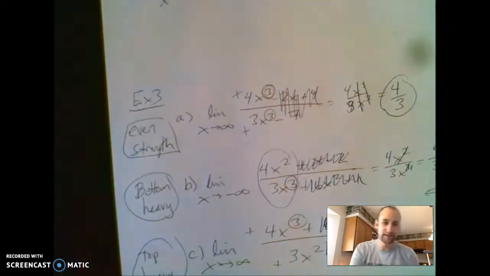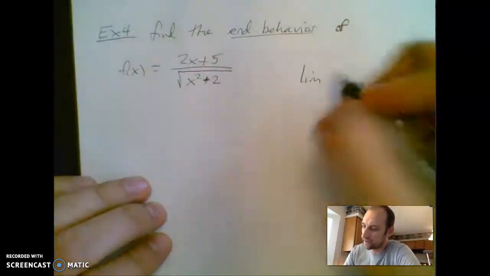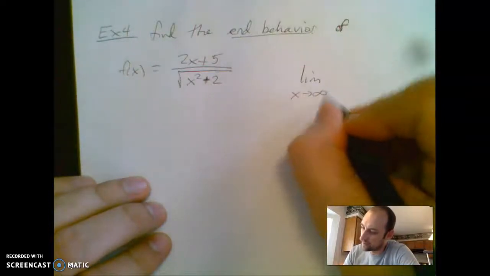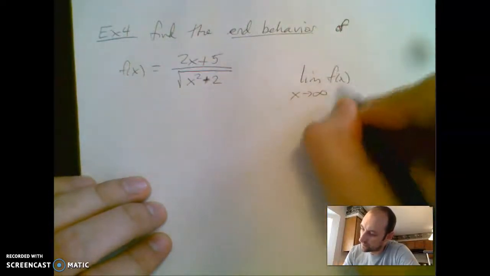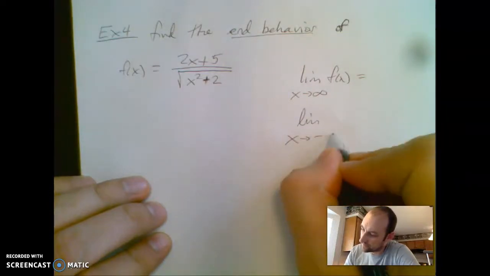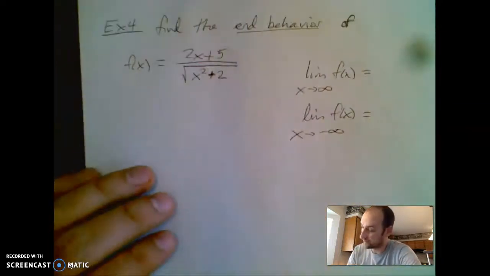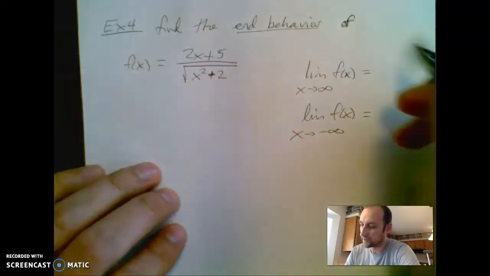Okay, so one last example. Okay, so here's our last one. I want to find the end behavior, so whenever you see that, you can automatically write these two limit as it goes to positive infinity and negative infinity. So we're going to do the same thing on this one, but this one's tricky. I knew I had to show you one that was tricky.